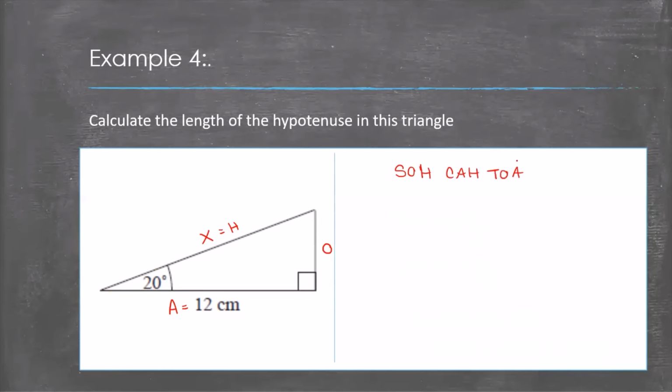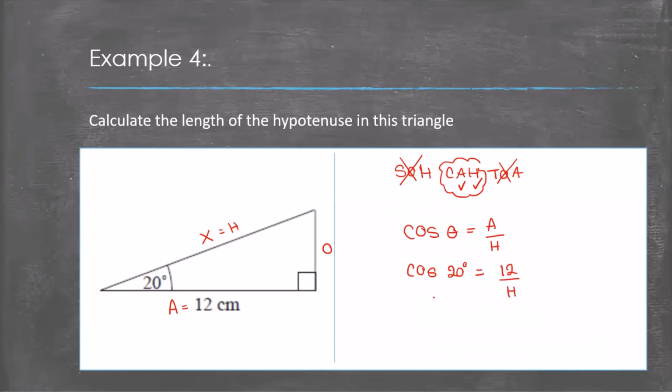So we want hypotenuse. Tan does not use hypotenuse, so it's out. So it's either going to be sine or cosine. How do we decide which one it is? I look at what side I have information about. In this case, I know the adjacent side. So I know adjacent, I want the hypotenuse. Cosine makes sense. I don't know anything about opposite, so I can't use sine. So the cosine of an angle is equal to the adjacent side divided by the hypotenuse. So the cosine of 20 degrees is equal to 12 divided by h.